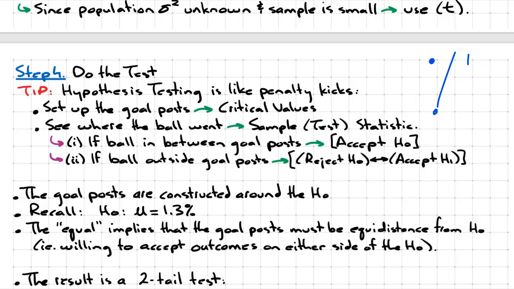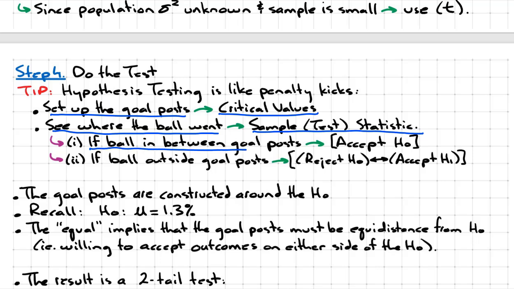So let's see how we can relate hypothesis tests to penalty kicks. You set up the goalpost first. So in hypothesis testing, we don't call it goalposts. We call it the critical values. And then we see where the ball went. If the ball went inside the goalpost, then that's a confirmation of the null. Now, where the ball went in hypothesis testing is referred to as the sample statistic. So the sample statistic tells you whether the sample came inside the goalpost or outside the goalpost.